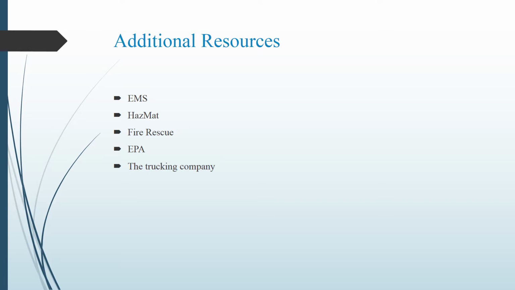Multiple resources would come in handy in this situation. EMS, hazmat, and fire should all be called to the scene to assist. Also, the EPA should be notified so they can arrange cleanup of the spill to prevent environmental contamination. Another resource could be the trucking company, as they should be able to quickly identify the unknown chemical.